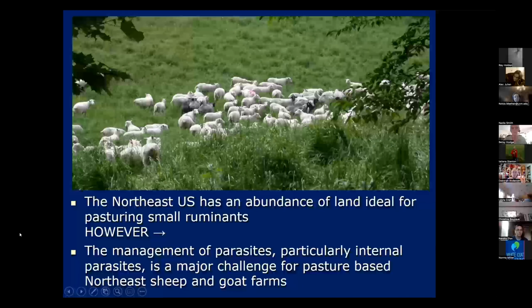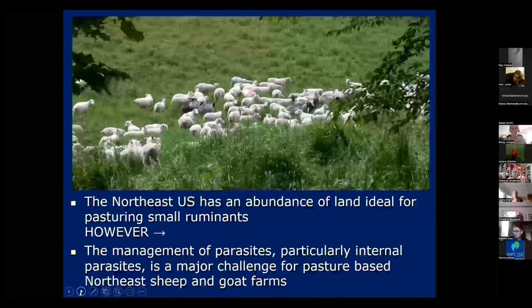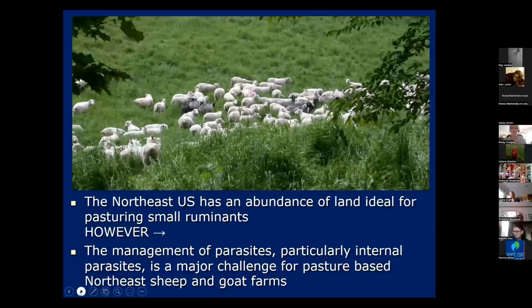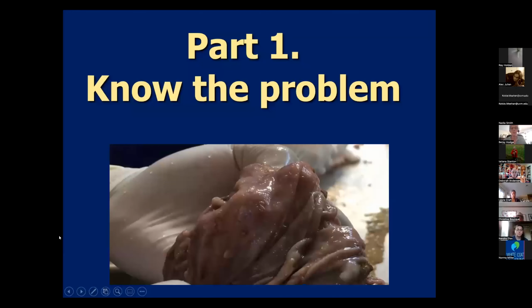So we're going to talk tonight about parasites in sheep and goats, and we have a great area for raising sheep and goats. We have a lot of grass and forages, but we also have a lot of parasites because we have moisture and warm summers, and it becomes a major challenge if you're a pasture-based operation. Most of us really like to use pasture if we can, and so we need to learn to control and manage these parasites.